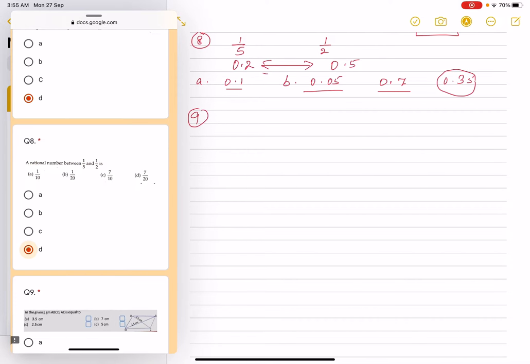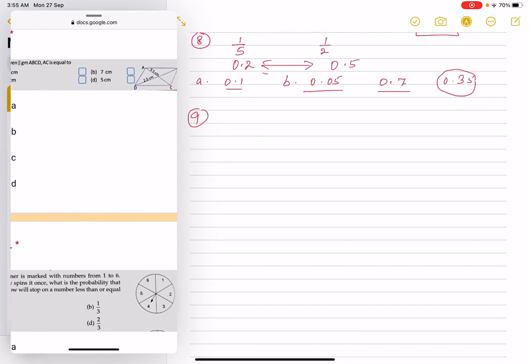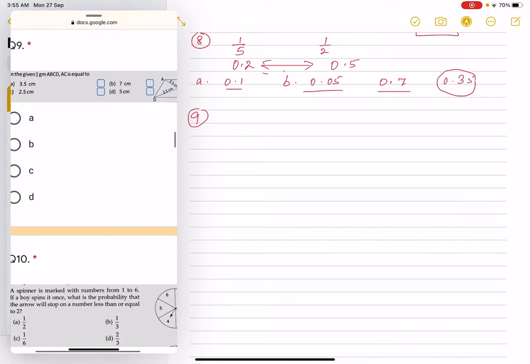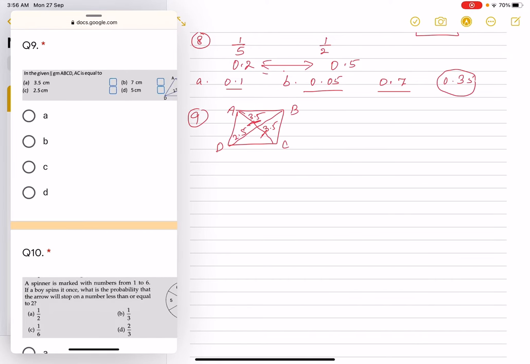Question number 9. It is from the quadrilateral chapter. It is a parallelogram. It is A, B, C, D. And here AC is. In a parallelogram, diagonals bisect each other. We know the property. It is given 3.5. So diagonals bisect each other means this distance will also be 3.5. So what is the total length? 3.5 plus 3.5. AC is 7 centimeter. Very easy question. So option B will be correct.